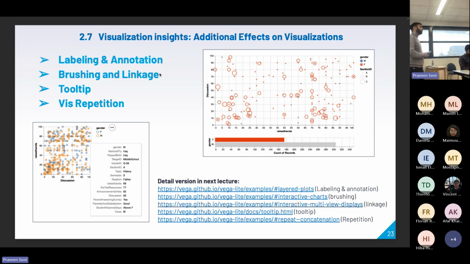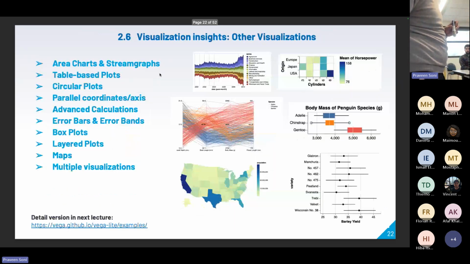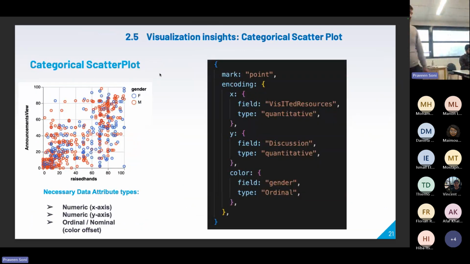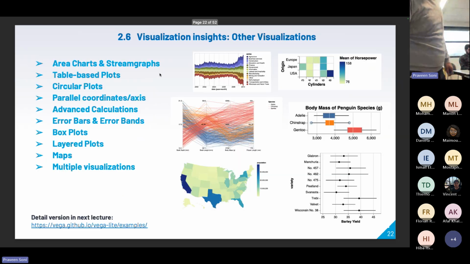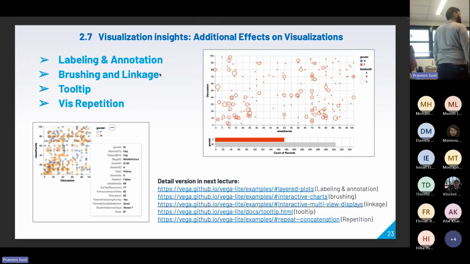Labeling and annotation. Do you know labeling and annotation? Labeling is the thing at the top right corner where you specify what color is gender, what color is female or male. Yes, male and female. So labeling is clear. Now the other one is annotation. Do you know annotation? Just try to think what annotation means.